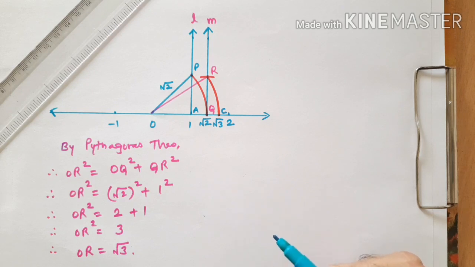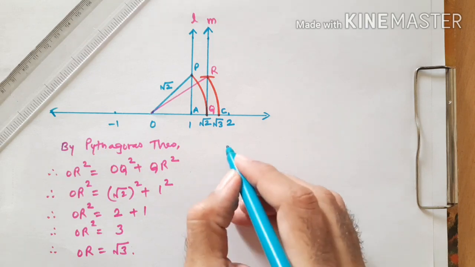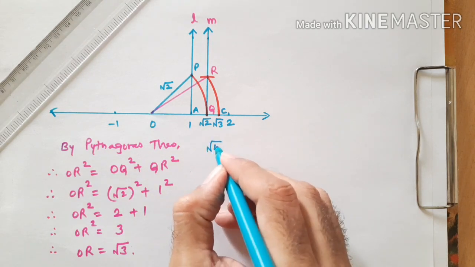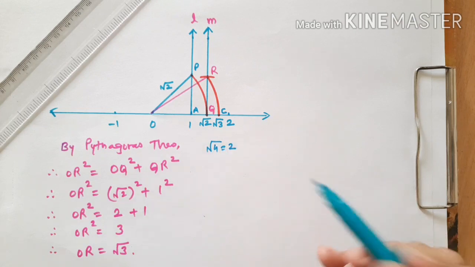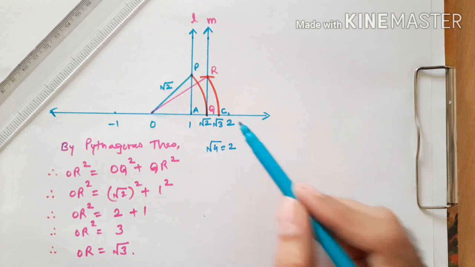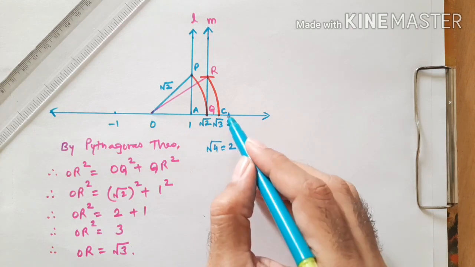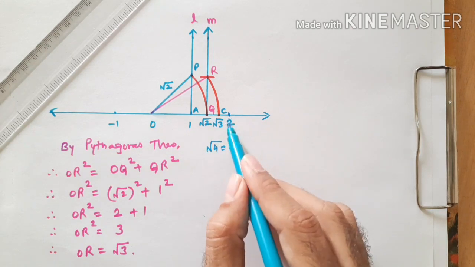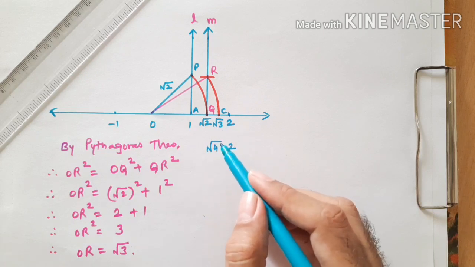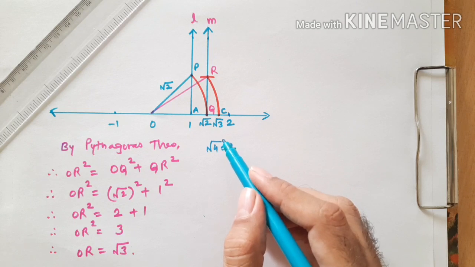ये भी मेथड सही है बट उसकी ज़रूरत नहीं है. No need to do that because square root of 4 equals 2. Therefore we already know that number. square root of 4 ड्रॉ करने की ज़रूरत नहीं है, हमें पहले से ही वो नंबर, वो पॉइंट मालूम है, that is 2.